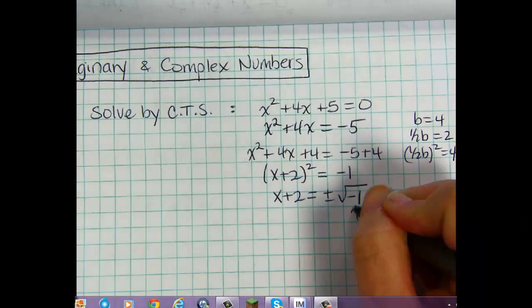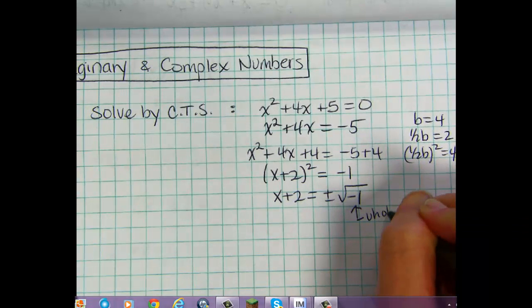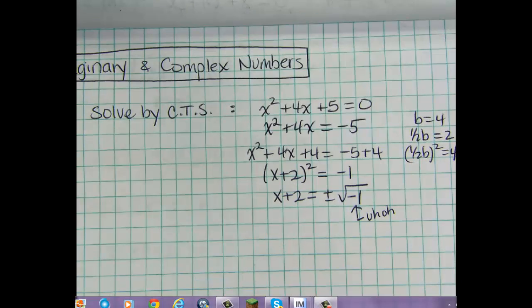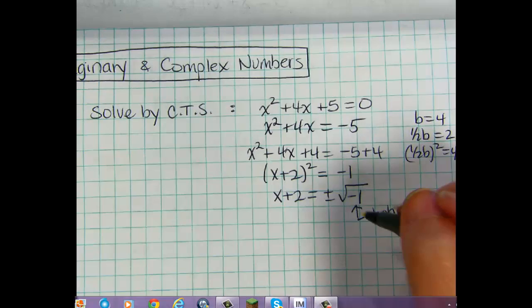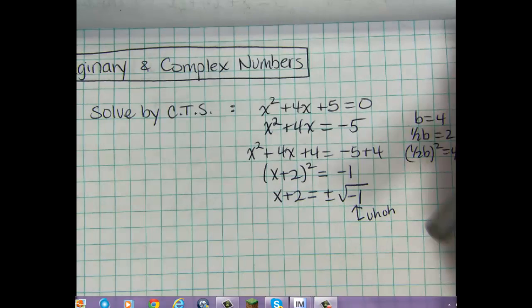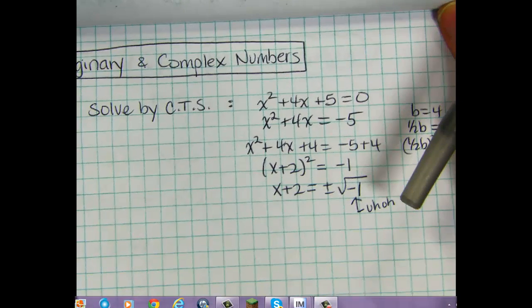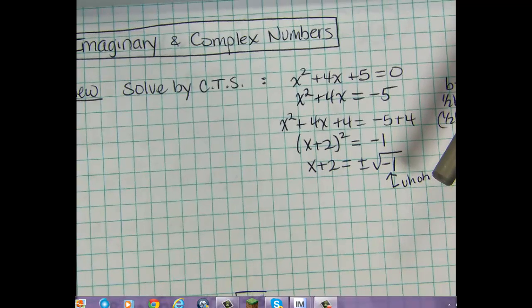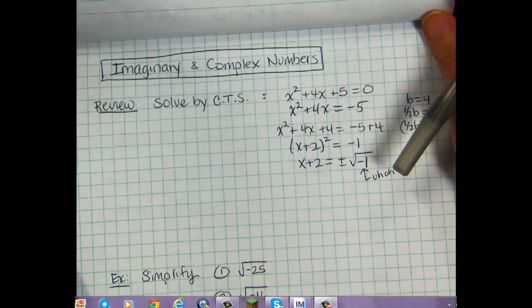Okay, so at this point, you should be pausing and saying, uh-oh, I got a negative underneath my square root. Until today, you haven't been able to handle that, and so you would just stop and say that there are no real roots. And that's true. There are no real roots. Our roots are imaginary, and that's what we're going to learn about today.